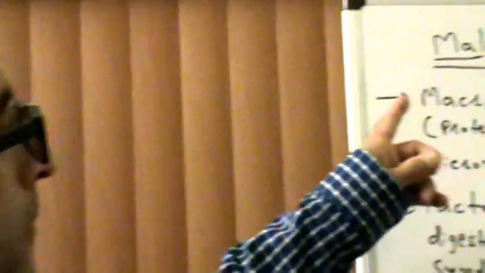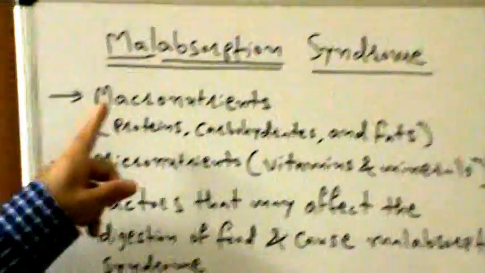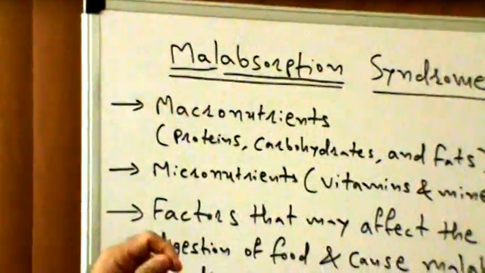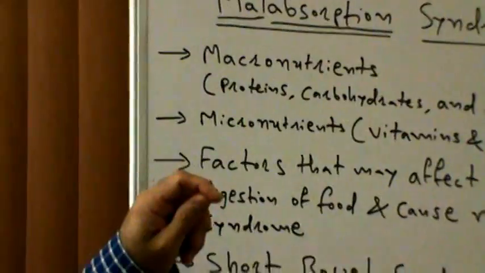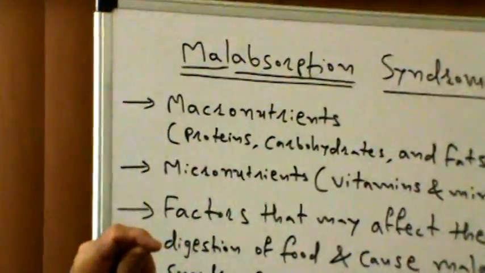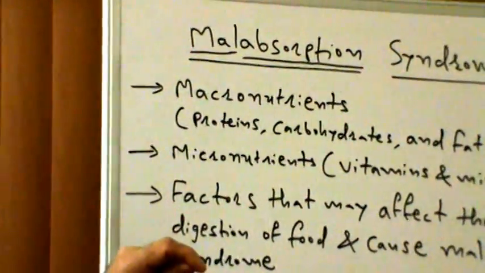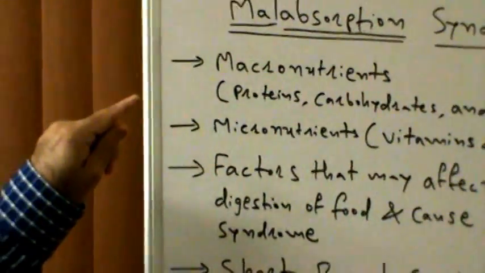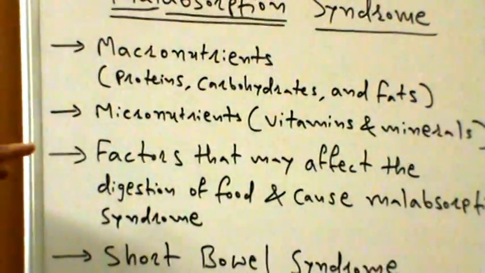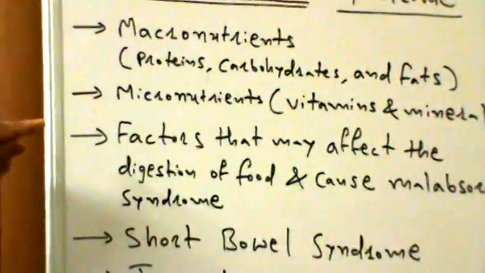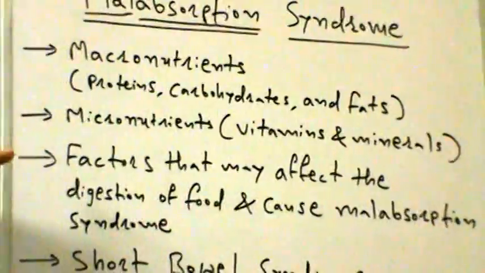Let's review malabsorption syndrome today. Malabsorption syndrome refers to a number of disorders in which the intestine cannot adequately absorb certain nutrients into the bloodstream. It can be macronutrients such as proteins, carbohydrates and fats, or micronutrients like vitamins and minerals, or both.